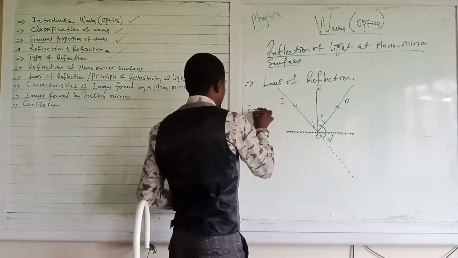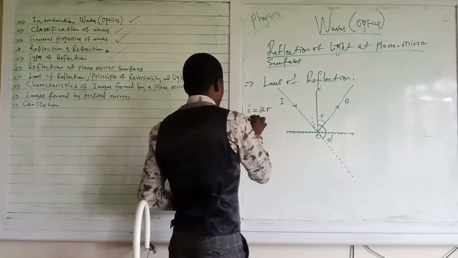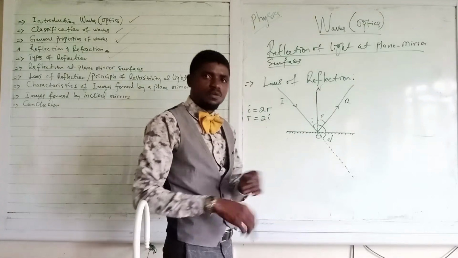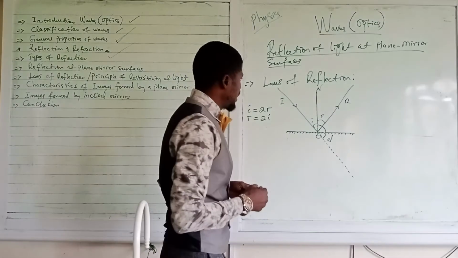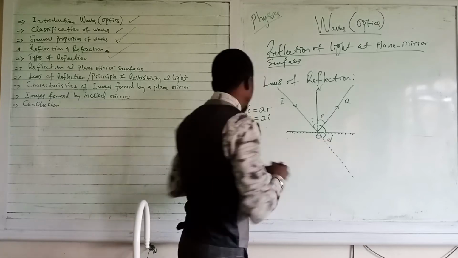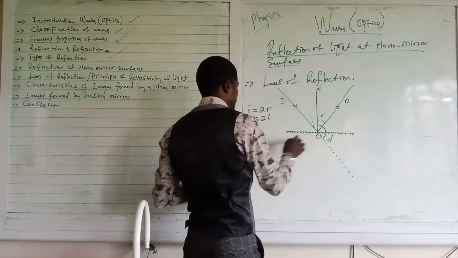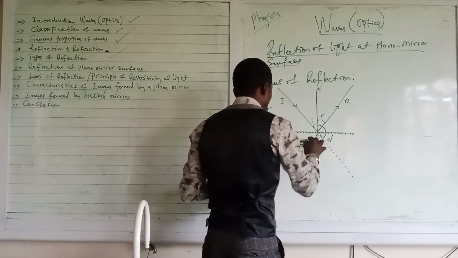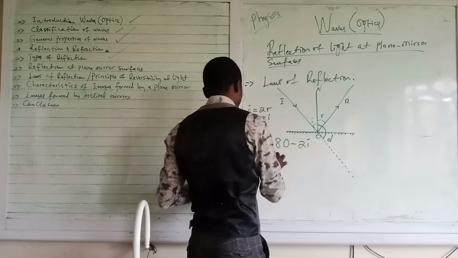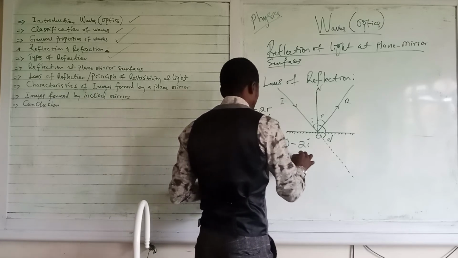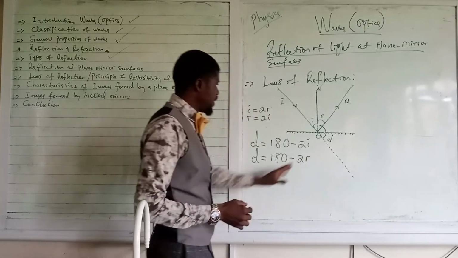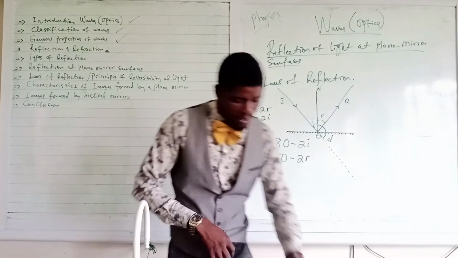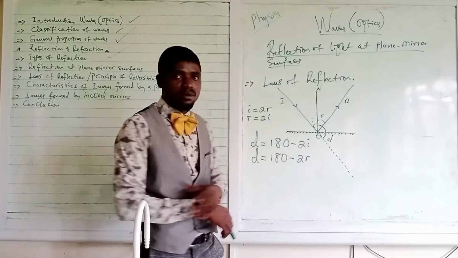Take notes, we have gotten one equation here. We say that our I is equal to what? 2R. Or our R is equal to what? 2I. From the second law of reflection. So mathematically, the angle of deviation D is giving us 180 degrees minus 2I, or D is equal to 180 degrees minus what? 2R. This is the equation for the angle of what? Deviation. Please take note, we're going to be using this equation shortly to do some little calculations.